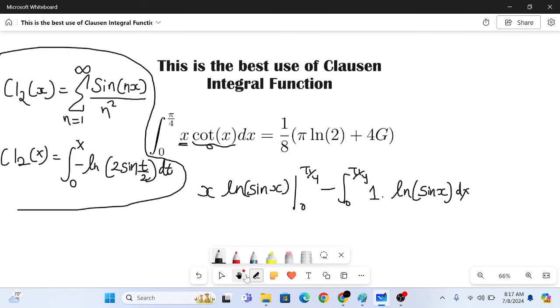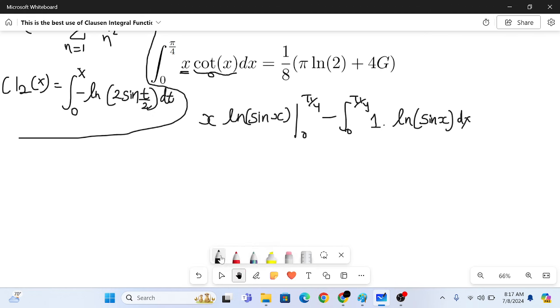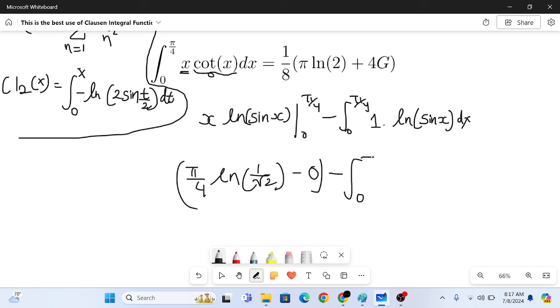And now at pi by 4, this is just pi by 4 times ln of sine pi by 4, which is ln of 1 by root 2, and then minus, at 0, x ln of sine 0. Here it is 0 times infinity, but we have to take the limit and it goes to 0. Minus, and then we have integral from 0 to pi by 4 of ln sine x dx.